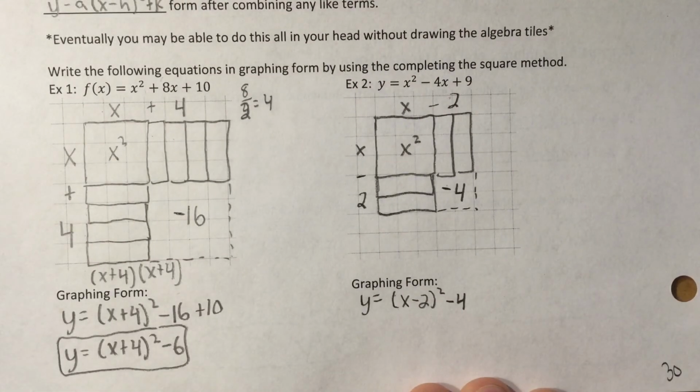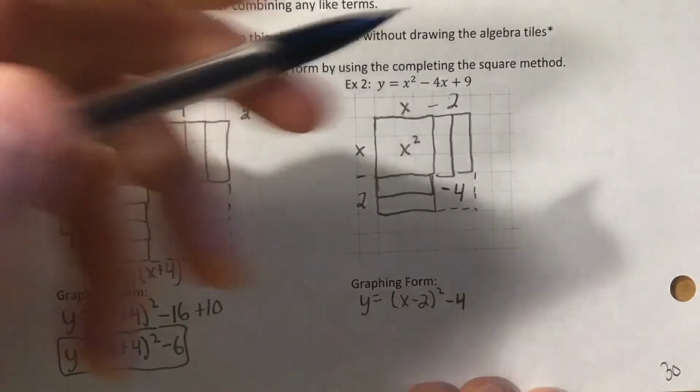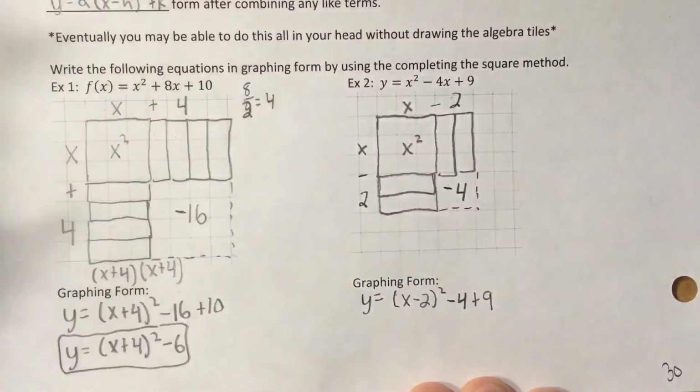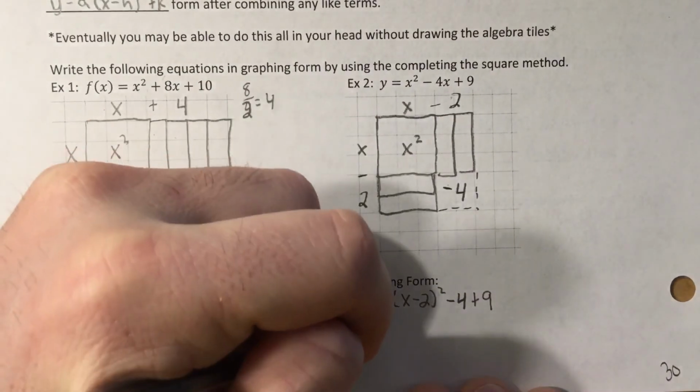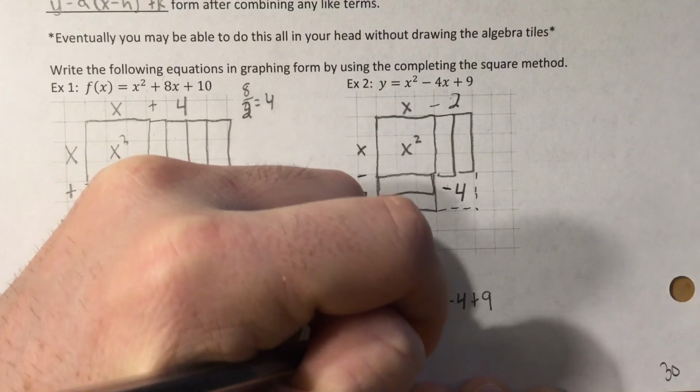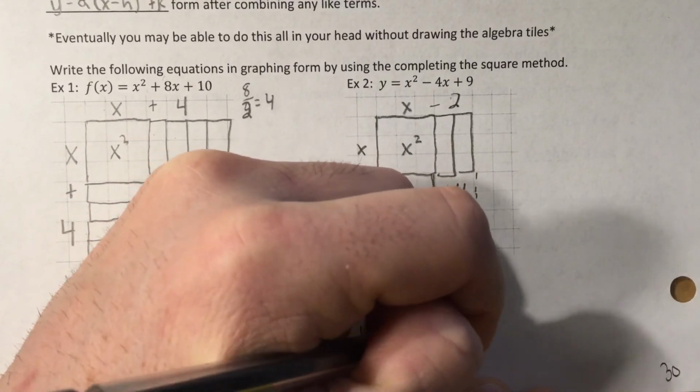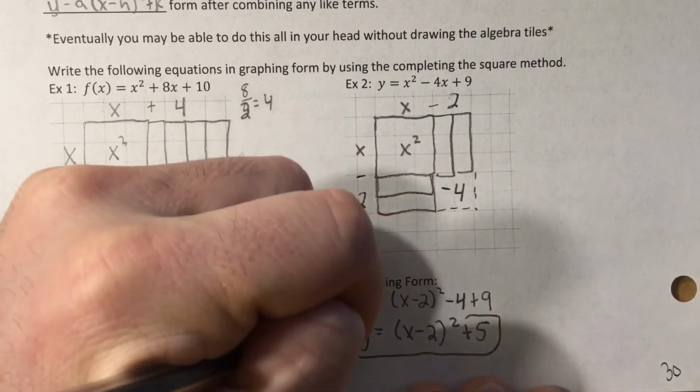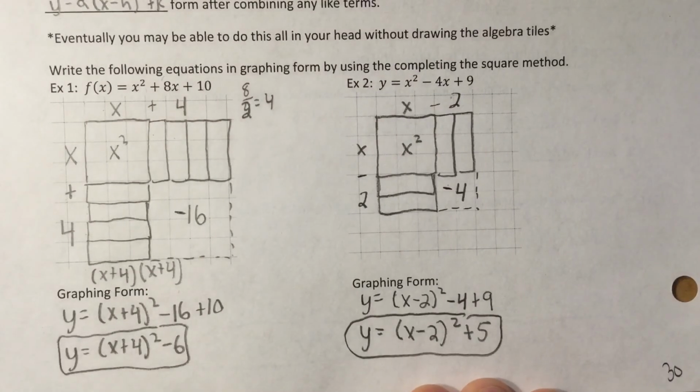How many 1s did we have from our original equation? Plus 9. All right, and then we combine our like terms, and our final equation would be y equals x minus 2 quantity squared plus 5.